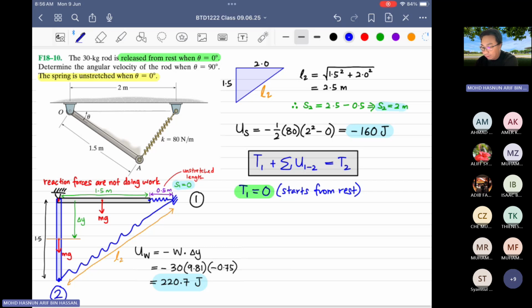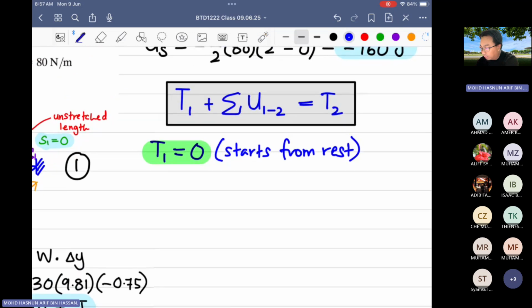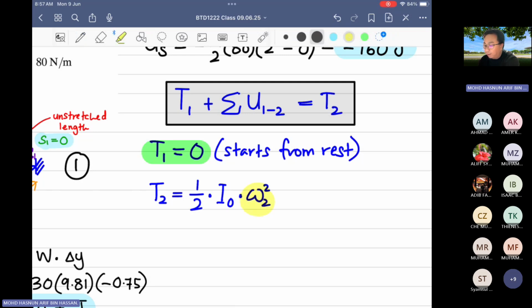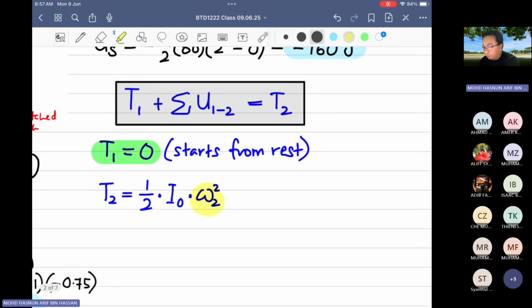Then the next part is to find the value of T2. This is clearly a rotation problem. We can see that it is rotating about the fixed point O. So we can use the kinetic energy for rotation. Therefore, T2 is equal to 1/2 times IO times omega 2 squared. What we want to find in this equation is this omega 2.